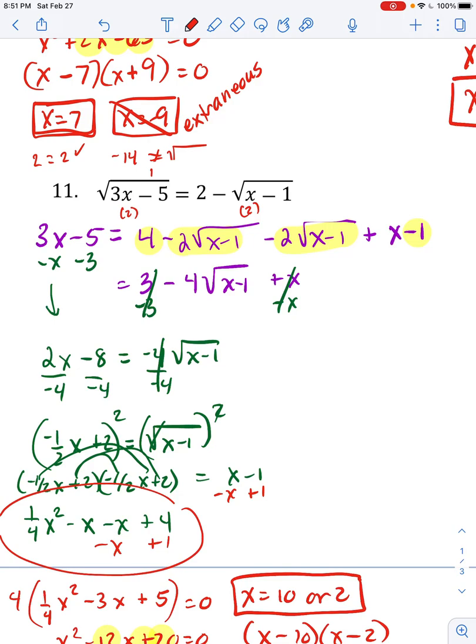How about on the right? Well, 2 minus 1 is 1. Square root of that is 1. So 2 minus that 1 is going to give me a 1. So 2 is a legitimate option. Now I need to check 10. Keeping in mind that sometimes they both work, sometimes neither one works, and sometimes just one works. So let's try a 10.